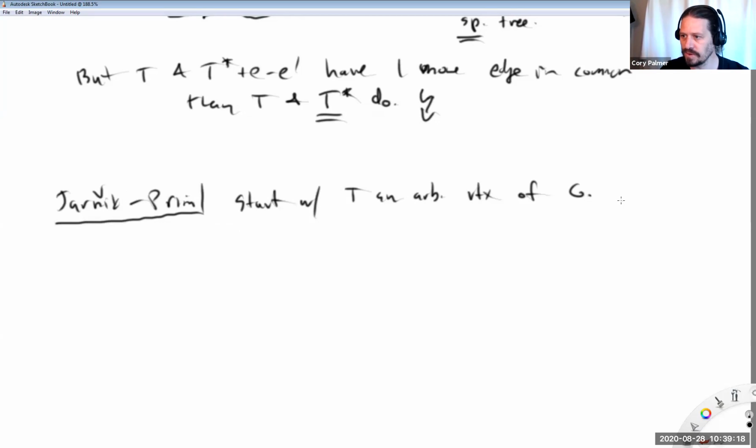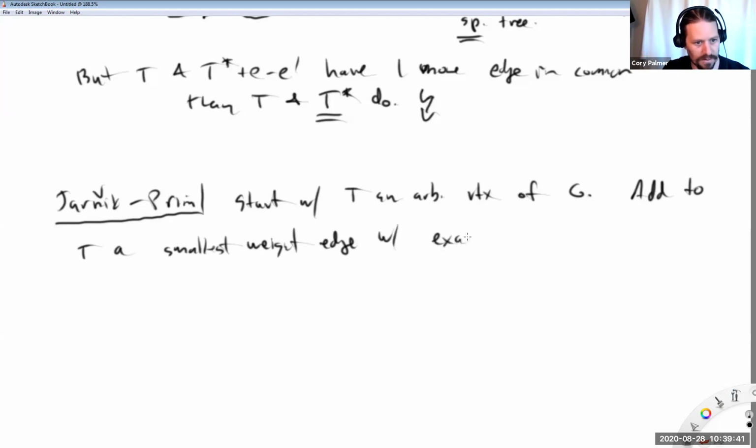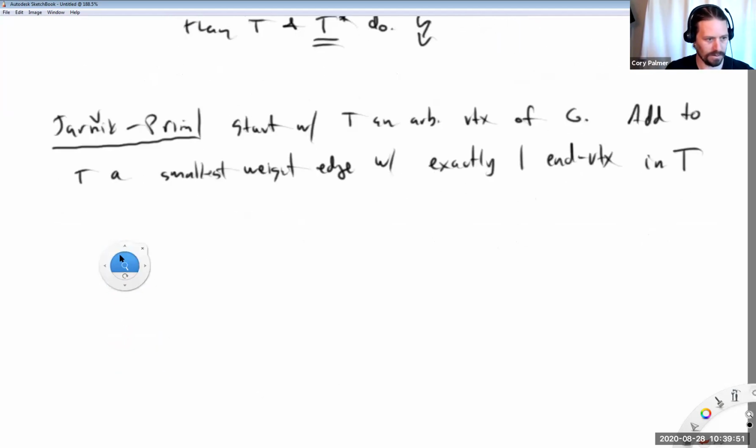And then we're going to have this iterative procedure again. Before we found the lowest weight edge that we could and added it, now I'm going to do the lowest weight edge that's incident to what I've built up so far. So add to T a smallest weight edge with exactly one end vertex in T. Okay, let's run this on our graph real quick here that we've been using, if I can remember the details.